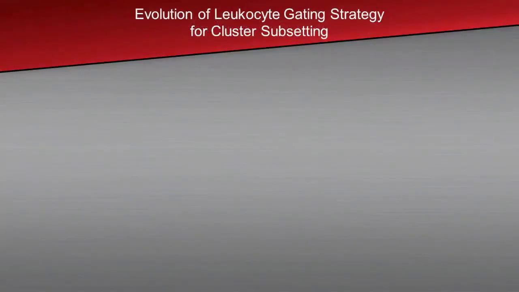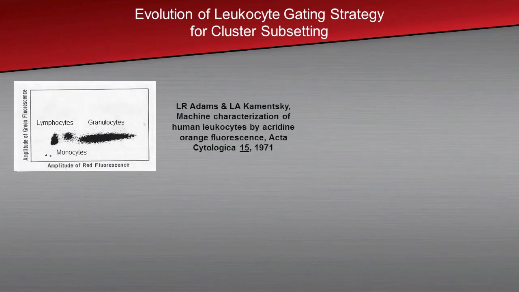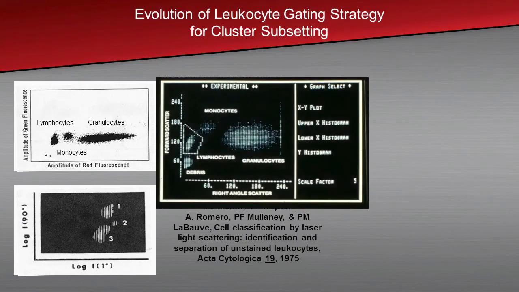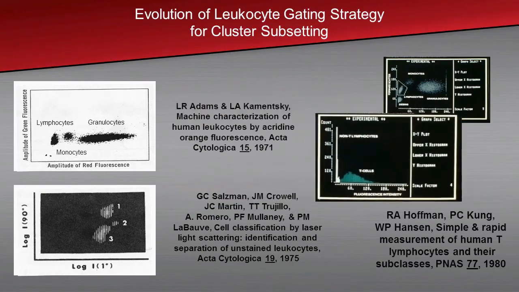The evolution of the widely used research and clinical technique for counting lymphocyte subsets is shown in this slide. In 1971, Dick Adams and I showed that lymphocytes, monocytes, and granulocytes could be separated by measuring the fluorescence of their cytoplasmic granules. In 1975, a Los Alamos group headed by Gary Salzman showed that these granules could be quantified by measuring forward angle scatter alone. Bob Hoffman, Patrick Kung, and Peter Hansen, working in our Ortho lab, capitalized on this to first demonstrate T-cell subsetting, as shown in their 1980 PNAS paper.